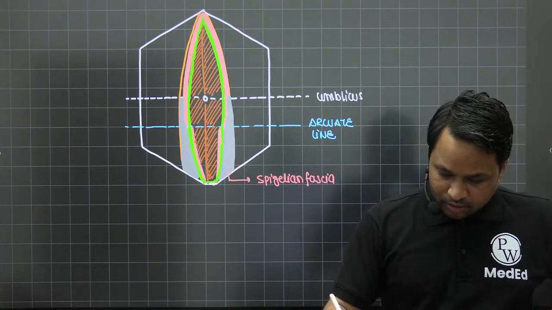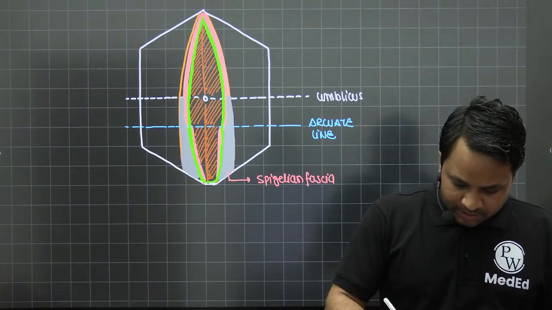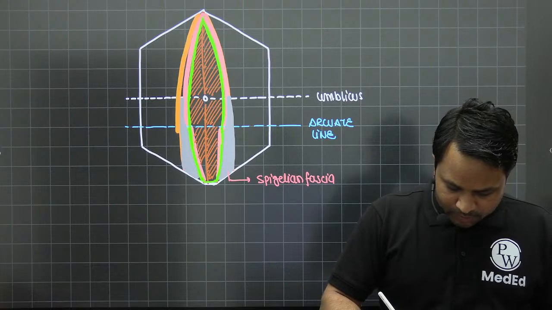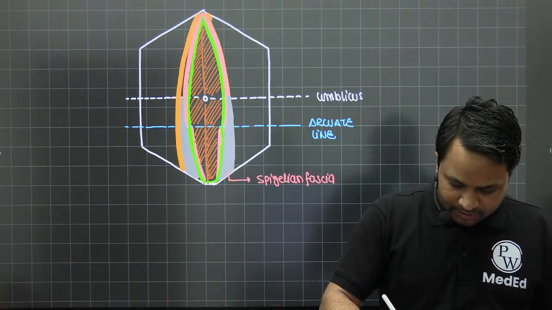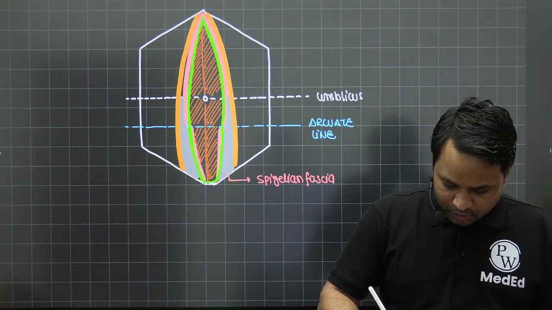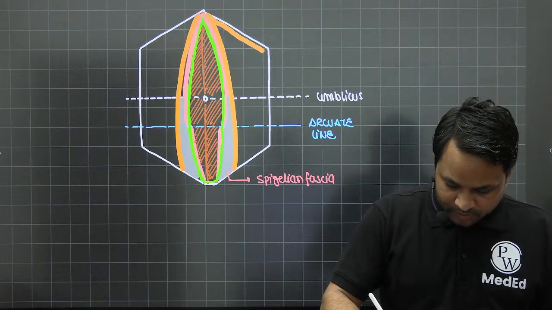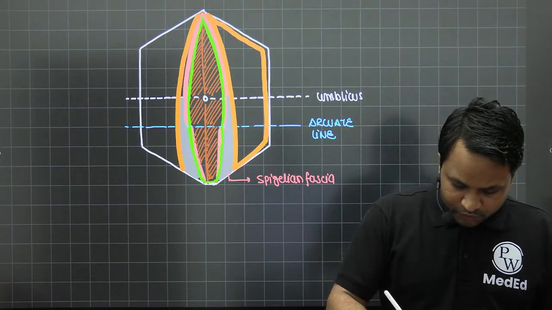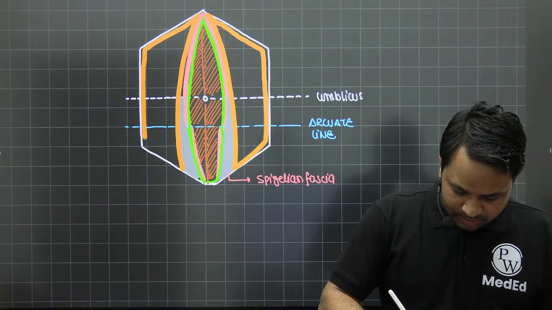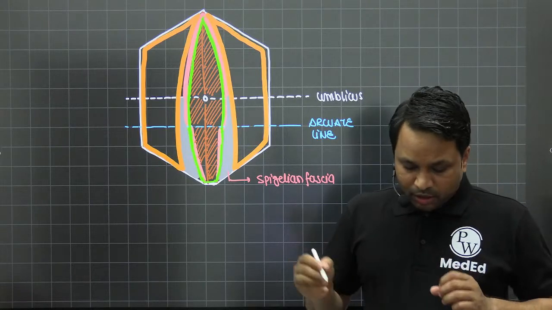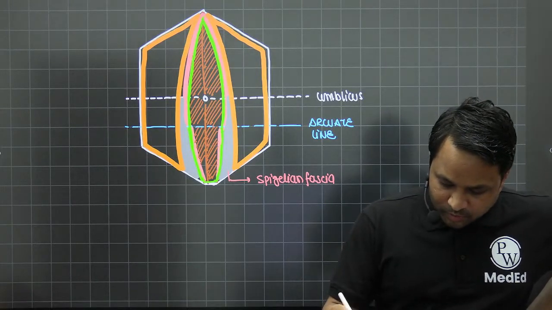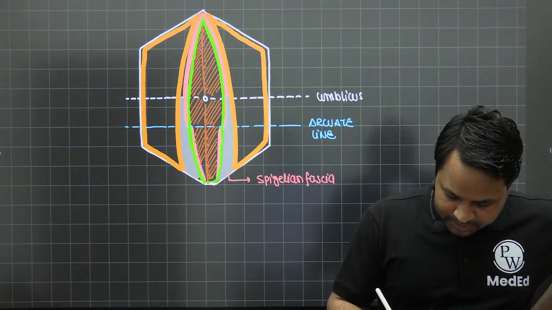So again, not to have any confusion, I'm repeating again and again, your Spigelian fascia is nothing but the aponeurosis of your transverse abdominis muscle. Okay? Now, usually when the hernia arises, the most common site it is going to arise is at this point.